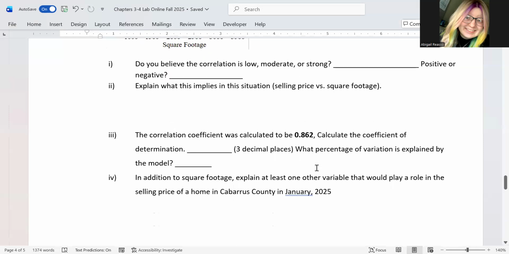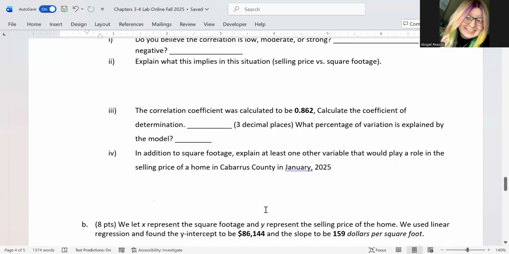And then number 3, or part 3, I guess, we are looking at our correlation coefficient. So this has already been calculated for us. And then we want to find the coefficient of determination and then how much is explained and maybe give some interpretation as to why that might occur. Okay. So what might that difference in variability be?